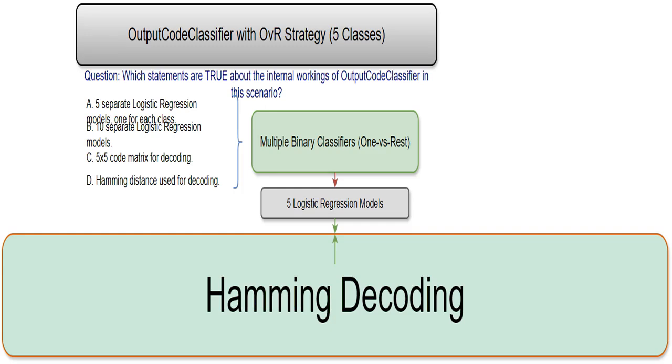Once the 5 binary classifiers have given their predictions, Hamming decoding comes in to figure out the final classification. It measures the difference, the Hamming distance, between the prediction outputs and the values in that 5 by 5 code matrix and assigns the class with the smallest difference. The Hamming distance essentially counts how many bits differ between 2 binary strings.